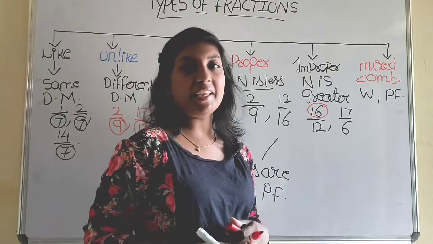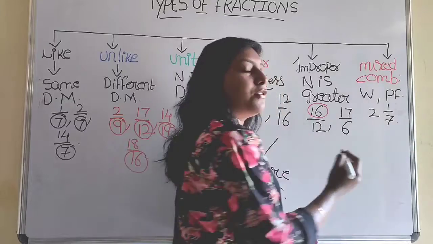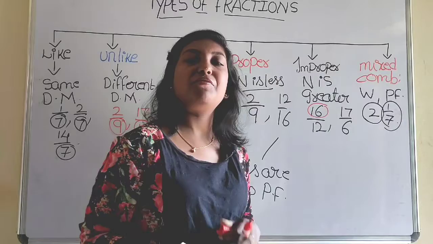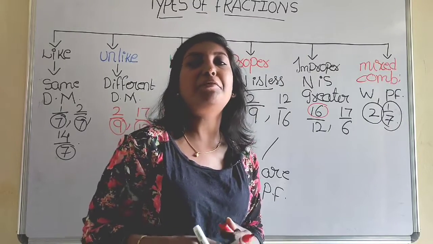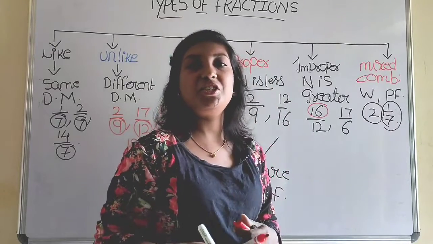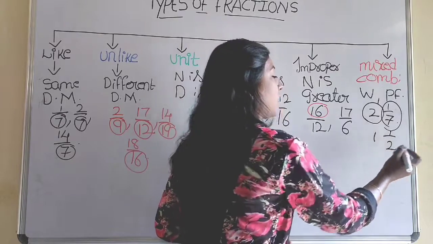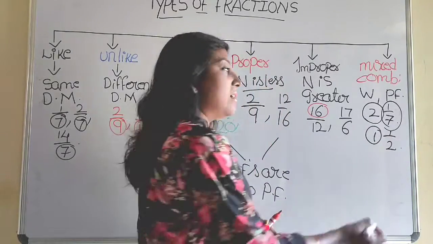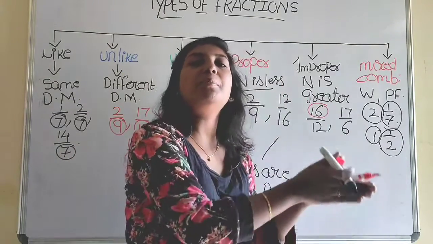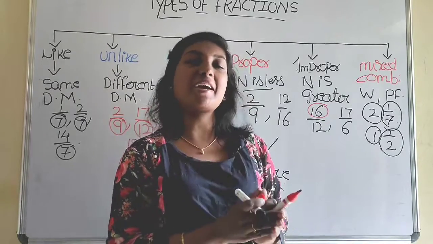So, let's see with an example. Here I am taking an example as 2 1 by 7. If you observe, 2 is a whole number and 1 by 7 is a fraction. Which type of fraction? That is a proper fraction. Nothing but a whole number and a proper fraction combination. Let's see one more example. Here I am taking 1 1 by 2. If you observe, 1 is a whole number and 1 by 2 is a proper fraction. So, a combination of a whole number and a proper fraction are called mixed fractions.